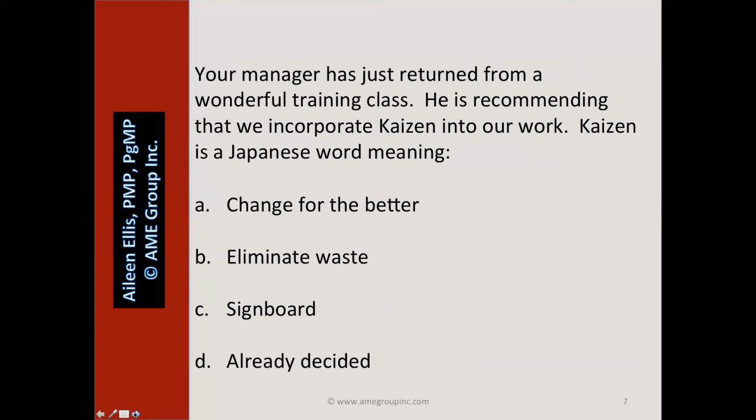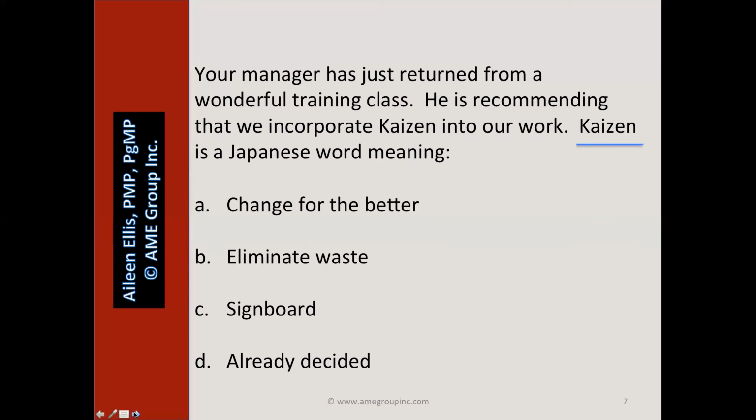Your manager has just returned from a wonderful training class. He is recommending that we incorporate Kaizen into our work. Kaizen is a Japanese word meaning... Pause the video, answer the question. The key word or phrase in the question is Kaizen. When I think of Kaizen, I think of the phrase continuous improvement. As I skim the 4 answers, continuous improvement isn't one of the answers, but I ask which one is closest.